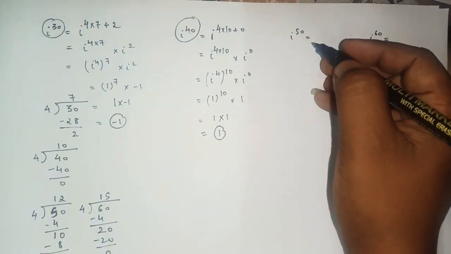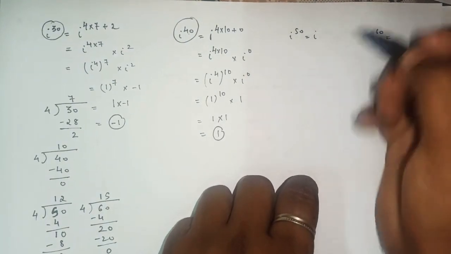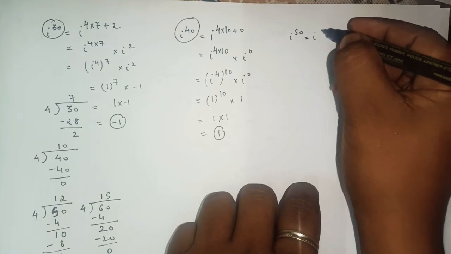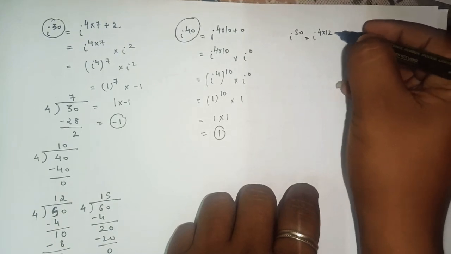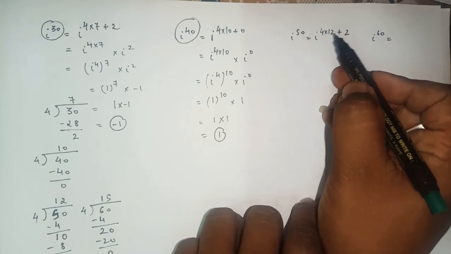Similarly, we'll find i^50 and i^60. So i^50 we can write as i raised to 4 into 12 plus 2. So 4 twelves are 48, 48 plus 2 is 50. Yes or no?